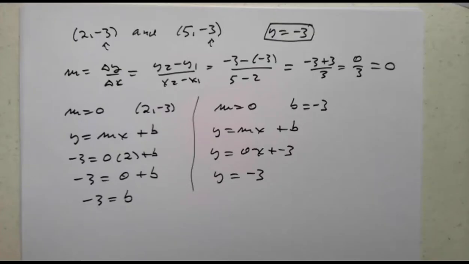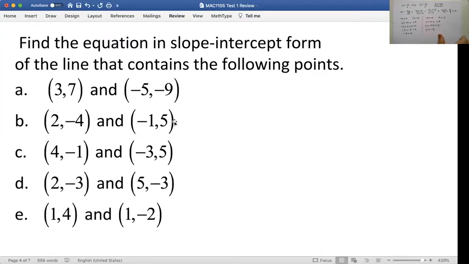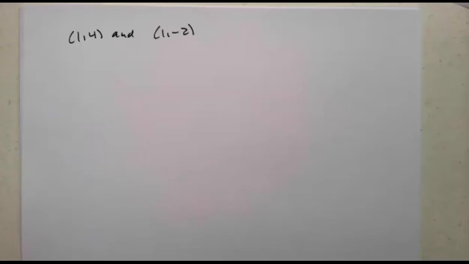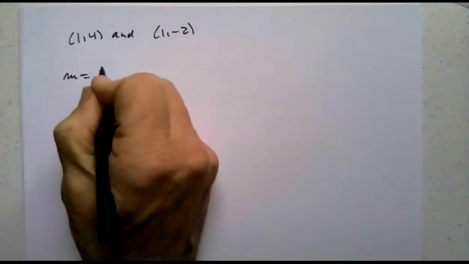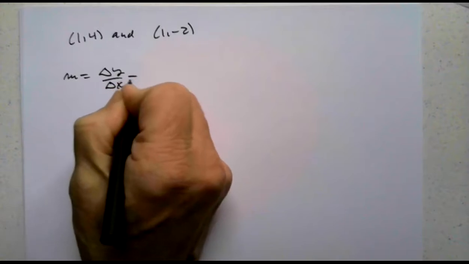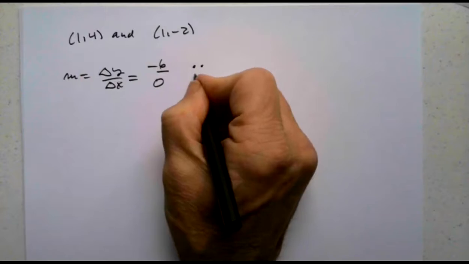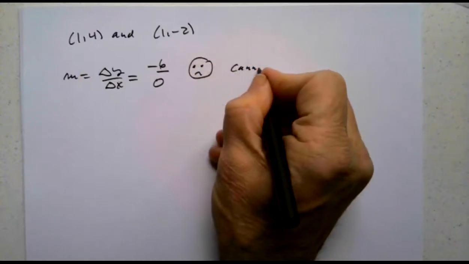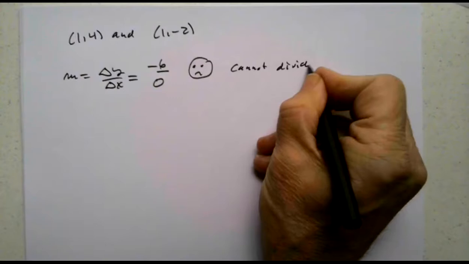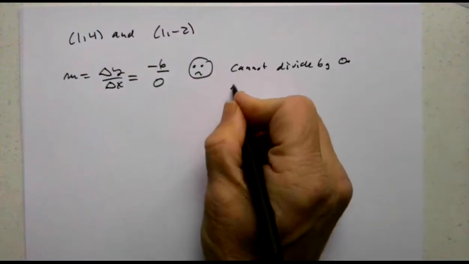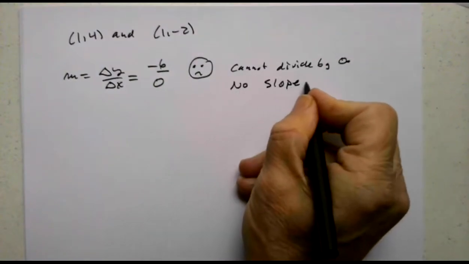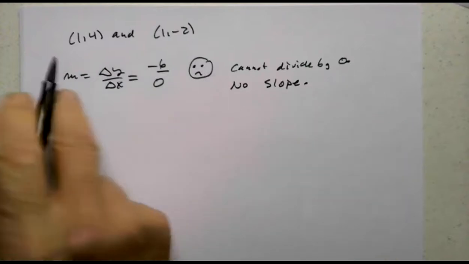Okay, we have one more in this set to look at. 1, 4 and 1, -2. We want to find the equation of that line in slope-intercept form if it's possible. So what is the slope? Change in y over change in x. Change in y from 4 to -2 is down 6. From 1 to 1 is 0. No good. Cannot divide by 0. That's not a real number. There is no slope. Not a 0 slope, no slope. Slope is undefined.